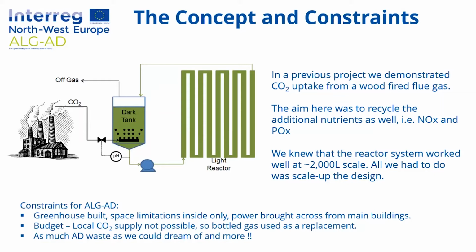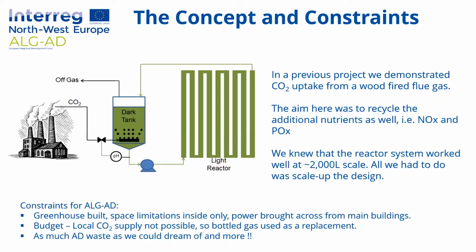So in a previous project to the ALG-AD project, we demonstrated CO2 uptake from a wood-fired flue gas. So we demonstrated basically recycling of industrial gases. And the aim here then in this particular project was to show that we could also recycle nitrogen and phosphorus in the forms of NOx and POx. We knew that we had a reactor technology like this. We'd already built one at large pilot scale, I suppose, at the university at around about 2,000 litres. And we wanted to scale that process up. And we wanted to make a much larger reactor essentially to demonstrate that this technology was scalable.